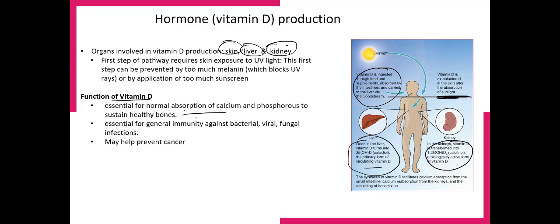Vitamin D is important for calcium absorption and phosphorus absorption, which is again important for the production and maintenance of healthy bones. Vitamin D is also important for general immunity, and it may also help to prevent cancer.